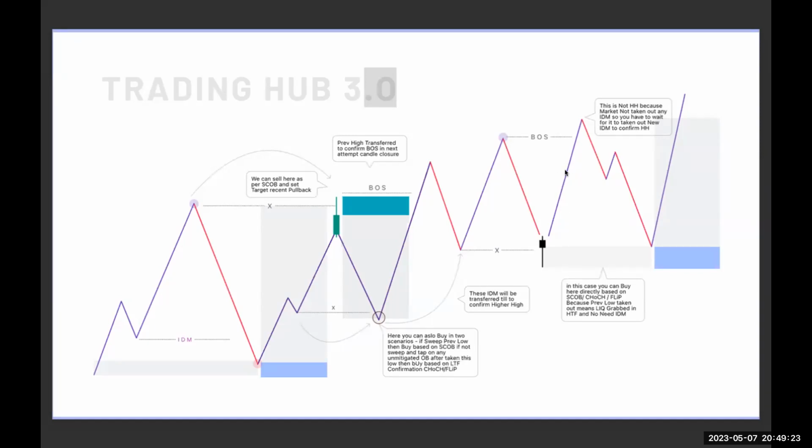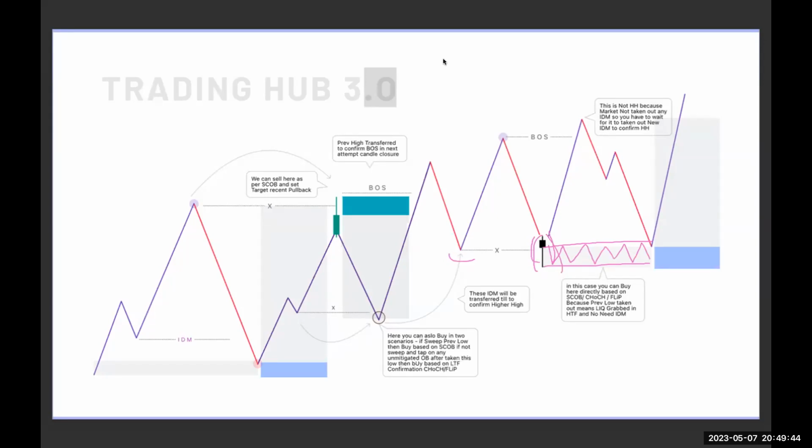Here you can see there is no inducement. Simply you are looking here for the buy, right? But why are you buying here? Still there is no inducement at this point, because this point has taken out the liquidity. That's why this is an important level for you to buy, right?